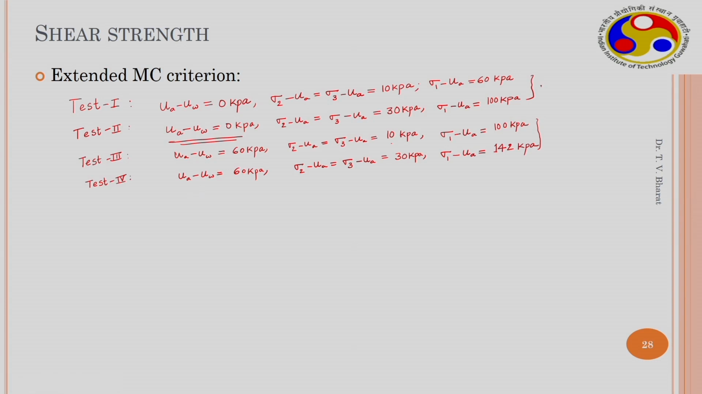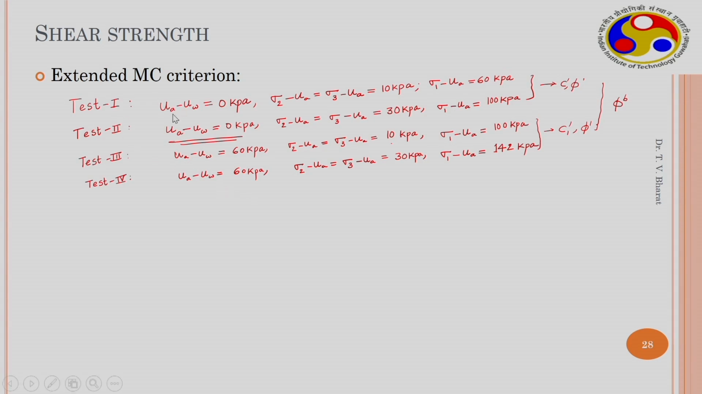From the first set of data, one can obtain the c value and phi value, and from the second set of data again you get c1 dash and phi dash. Using these two sets of test data, you can get phi b. So this is how we get it. Let us understand how we can solve this problem.